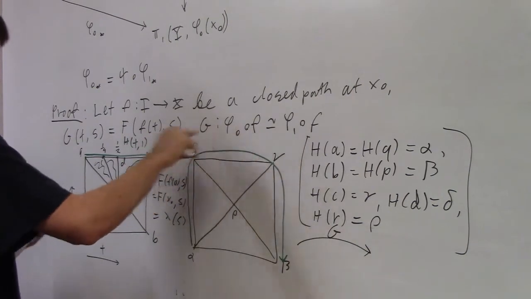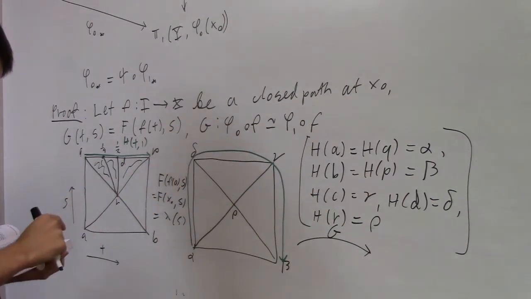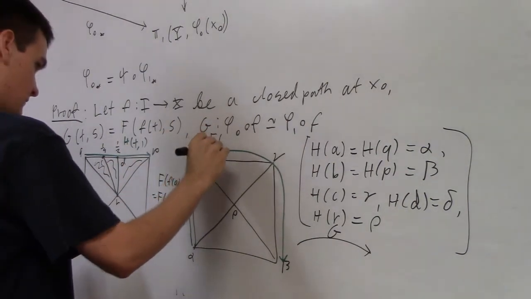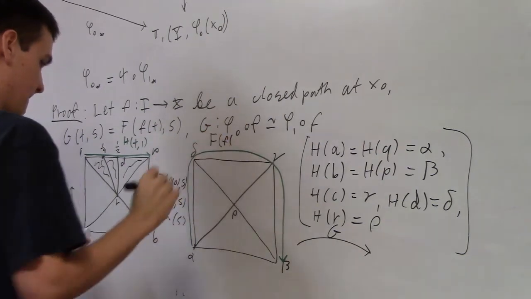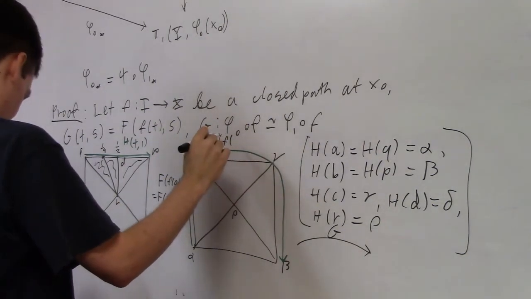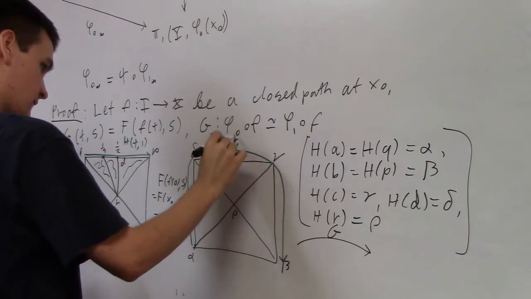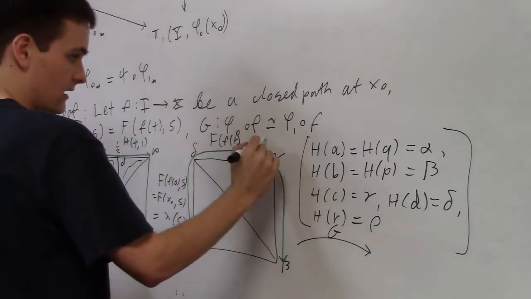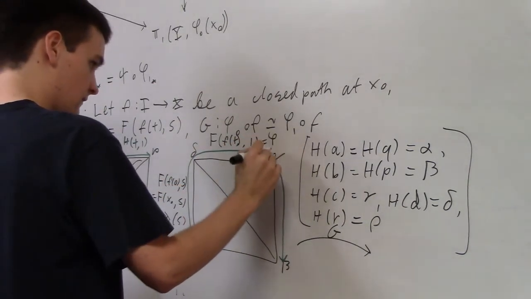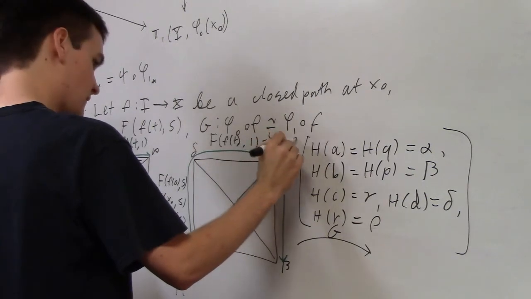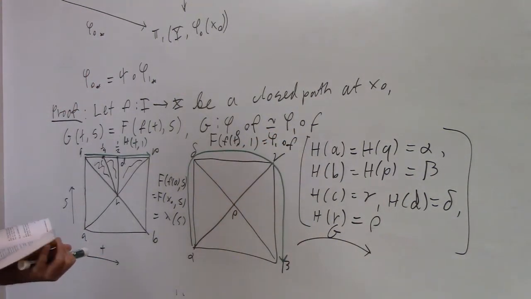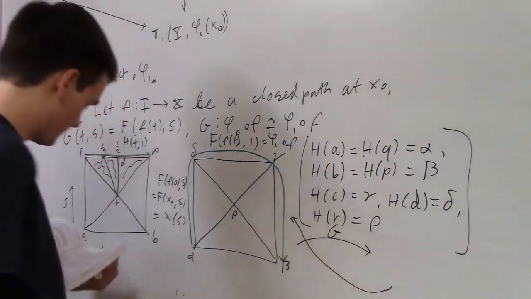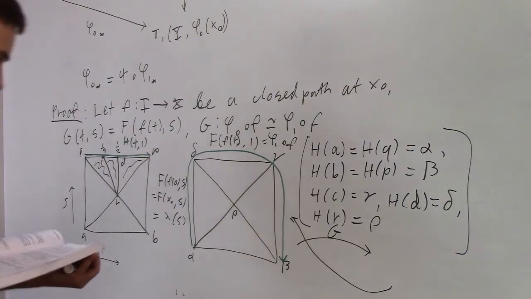Here, as we vary in the t direction, you get f of little f of t comma 1, and that is equal to phi1 of f. So I probably should have moved this over because now I don't have space here. But finally, on this section here, you can erase that stuff.